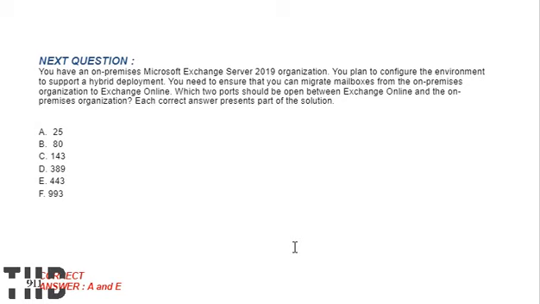Our next question. You have an on-premises Microsoft Exchange Server 2019 organization. You plan to configure the environment to support a hybrid deployment. You need to ensure that you can migrate mailboxes from the on-premises organization to Exchange Online. Which two ports should be open between Exchange Online and the on-premises organization?